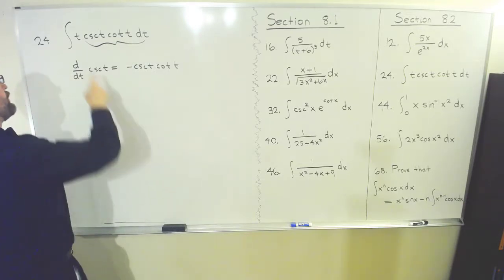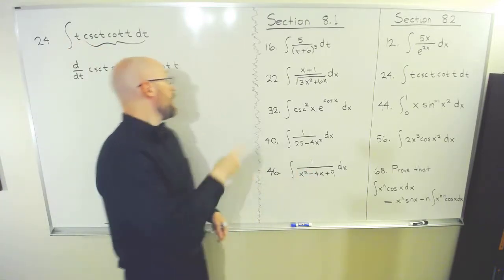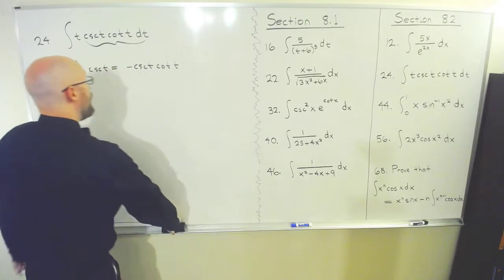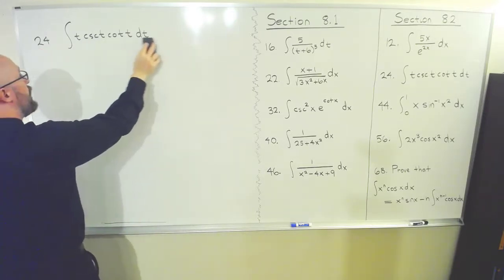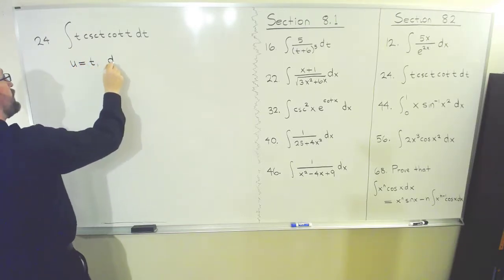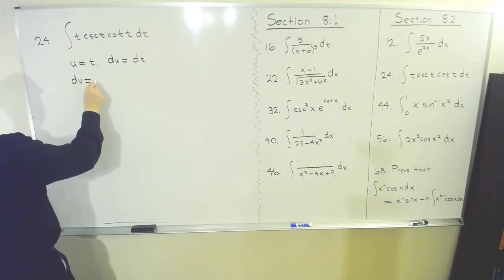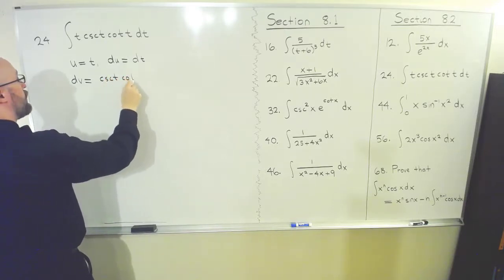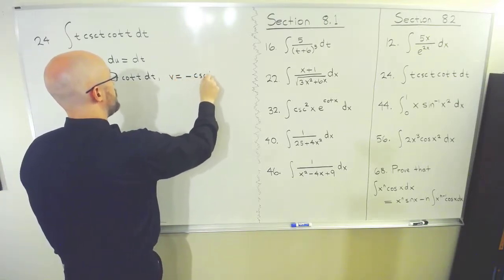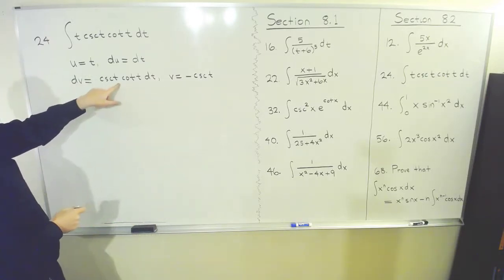I guess you could get lucky though, because you could say, well, I want my u to be t, and then my dv has to be whatever's left. The reason I would want my u to be t is simply because it simplifies when I differentiate it. In any case, a good choice to make will turn out to be let u equals t, and then du will be dt, and then dv has to be whatever's left, so it had better be cosecant t cotangent t dt. And then that will tell you that v is negative cosecant t. And once again, you could tell by differentiating this that it's this here.